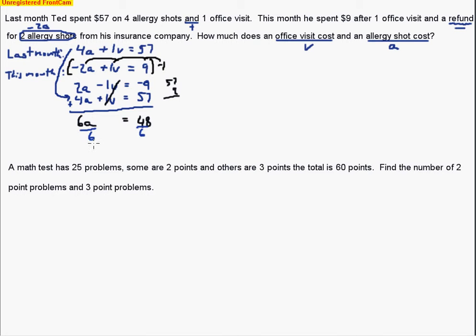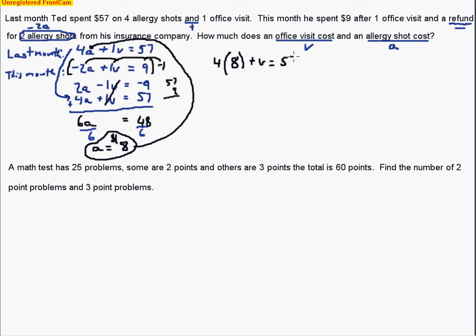So $8, that's the cost of the allergy shot, but we're not done yet. We still need to find the cost of an office visit. So let's go ahead and do some substitution. Let's take that 8, let's put it all the way back up here in for that A into that first equation before we modified it. So 4A, so 4 times 8, plus 1V, so I'll just write V equals 57.